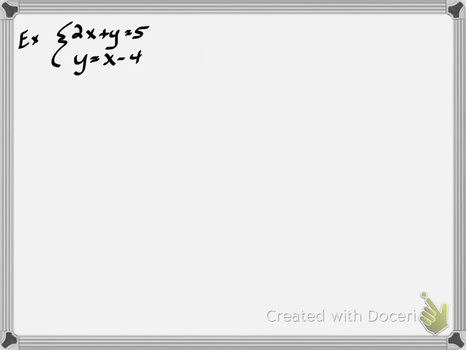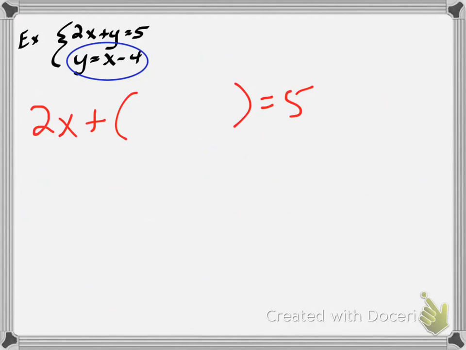Here we have 2 equations, 2x plus y equals 5 and y equals x minus 4. The y equals x minus 4 is already solved for a variable. So, step 1 is completed. Now we have to do step 2, plug it into the other equation. So 2x plus y equals 5. And instead of y, I'm going to put x minus 4, because that's what y equals, x minus 4.